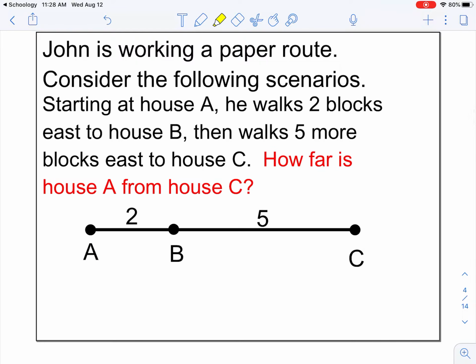Okay, so the first few problems we're starting off with are super, super easy. I want to point that out. So if you're like, oh my God, this is so easy. It is. It is very easy.